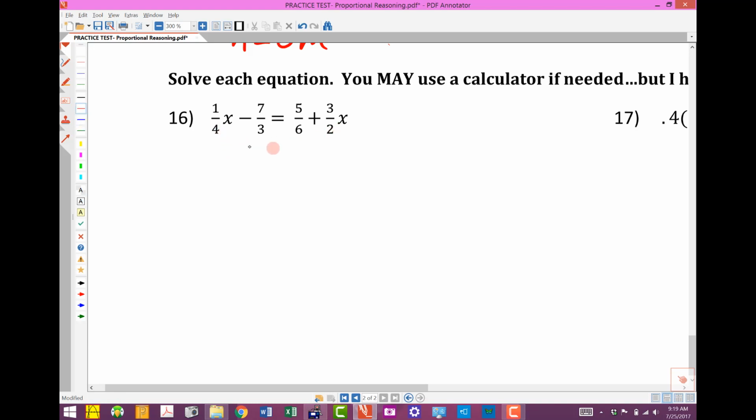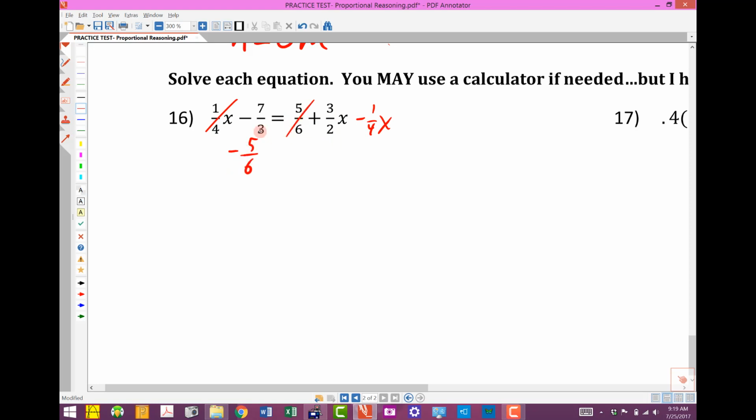I've got to get the variable on the same side first. So I've got a choice between 1/4 x and 3/2 x. I'm going to move this one to the other side, so I'm going to subtract the 1/4 x. If I'm moving the x's over here, I'm going to go ahead and move that 5/6 at the same time. So when I move it to the other side, it becomes negative.